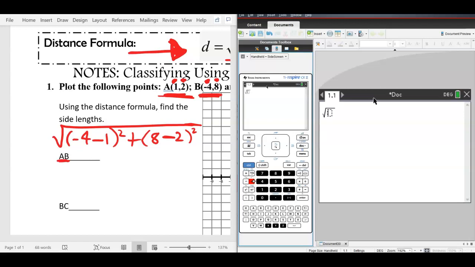I'm going to start with a parentheses, right? Negative sign, 4, minus sign 1. And then end parentheses squared. Do not go to the right. Just continue typing. Go ahead and hit plus sign. And then again, open parentheses, 8 minus sign 2, end parentheses, and don't forget your last squared there. Everyone needs to type that. If your square root doesn't go all the way across, you need to try it again. Okay? Make sure you're able to type that.